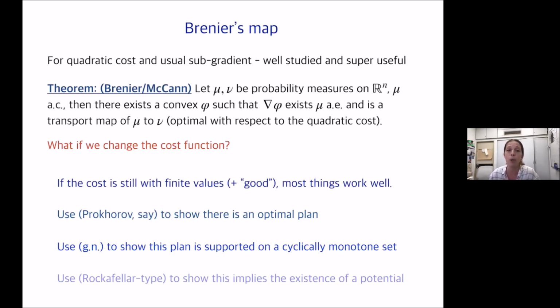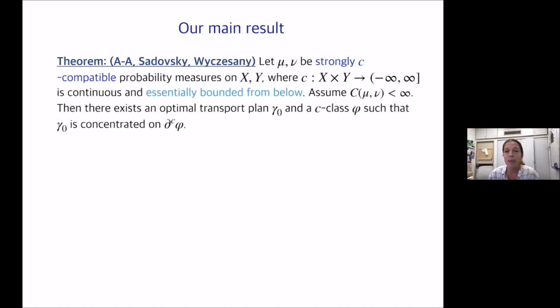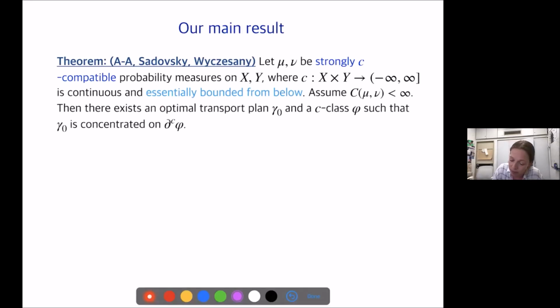But like I told you, the polar cost, which was our main motivation, does not attain finite values. So remember, it's minus logarithm of x dot y minus 1. Whenever x dot y is less than or equal to 1, this cost is infinite. Okay, so what is our main result? Our main result talks about cost functions which, and this I should emphasize, are allowed to attain infinite values. Infinite values means that there are actually certain points x which cannot be mapped to certain points y. So there are obstacles within your transport problem, okay?